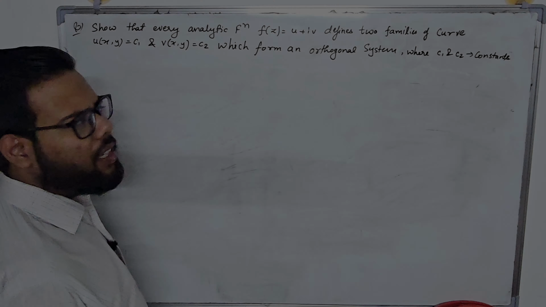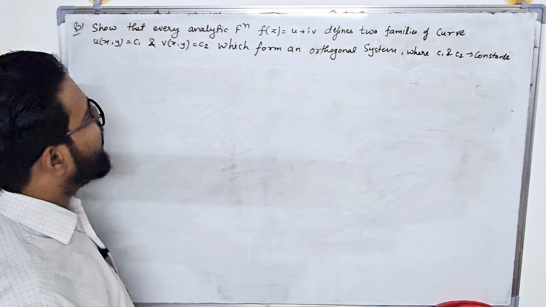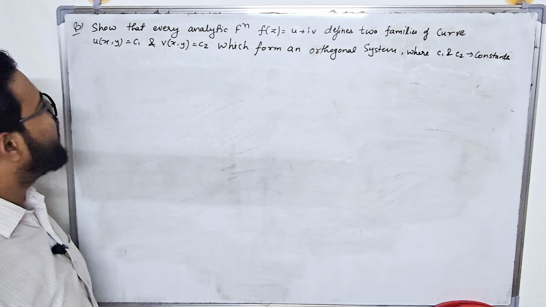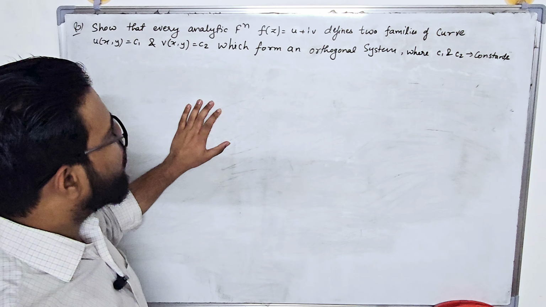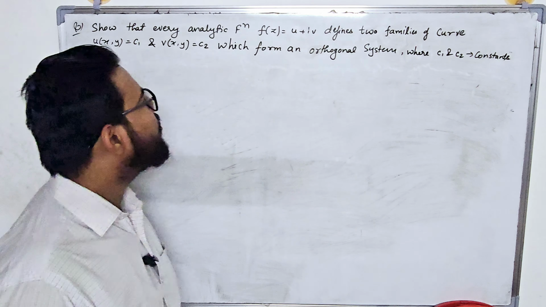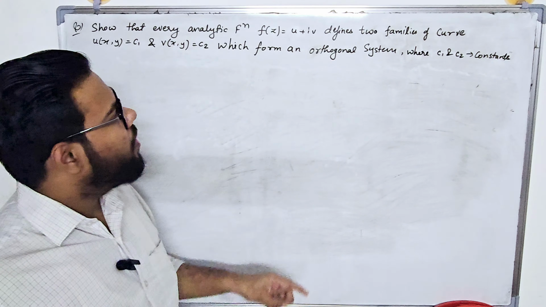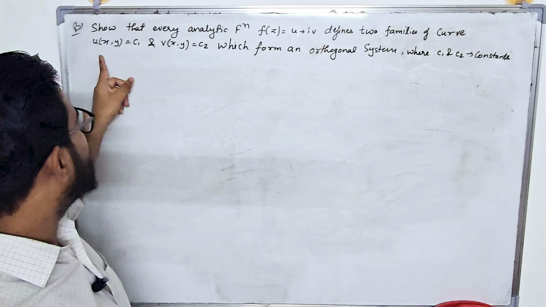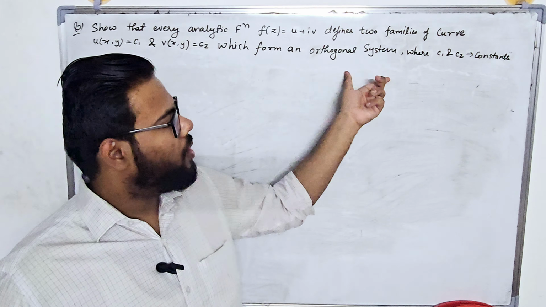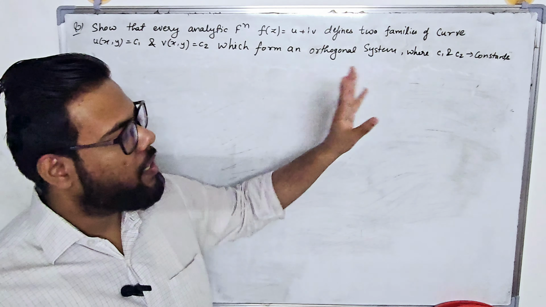Now let's start. So let's understand the question first of all. It states: show that every analytic function f(z) = u + iv defines two families of curves, u = c1 and v = c2, which form an orthogonal system, where c1 and c2 are constants. Did you understand? Basically, we are asked to prove that every analytic function f(z) defines two families of curves u = c1 and v = c2 which form orthogonal systems. So we have to prove that these two are orthogonal curves, where c1 and c2 are constants.